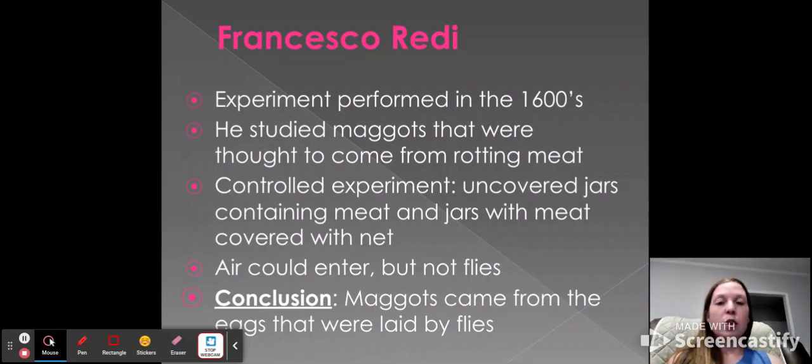Okay. So the controlled experiment was an uncovered jar containing meat and jars with meat covered with a net, like I said, some sort of cheesecloth. Air could enter, but flies could not. They only could in the uncovered jars. And the conclusion was maggots came from the eggs that were laid by the flies, not from the dead meat or the rotting meat itself.